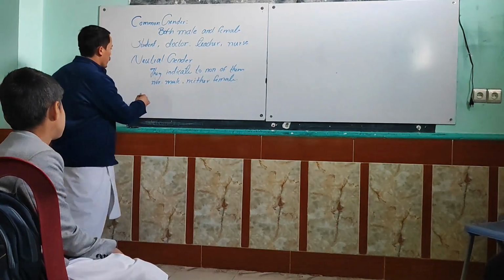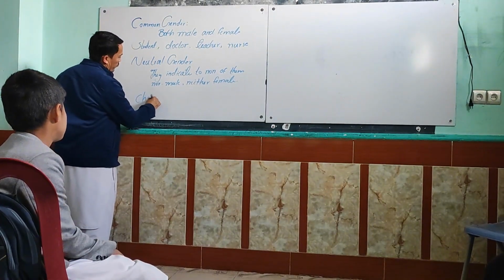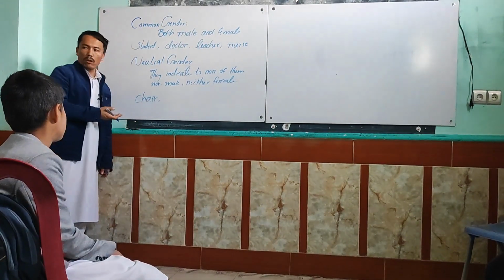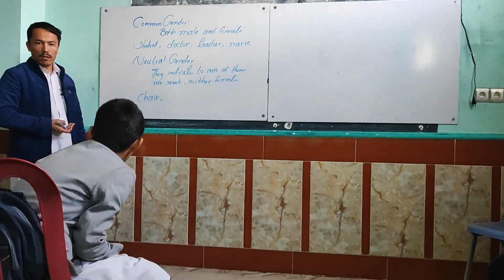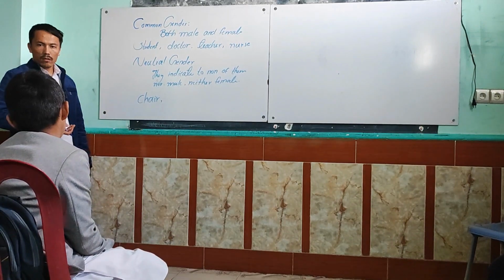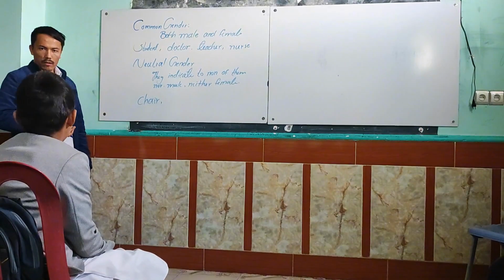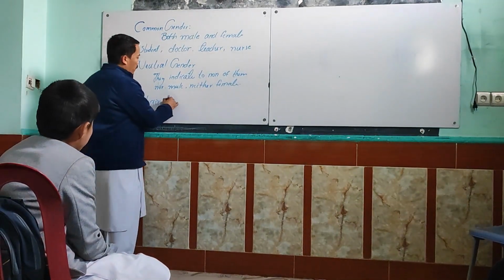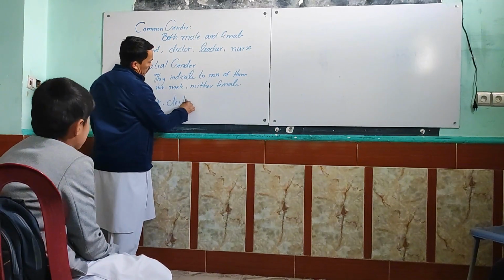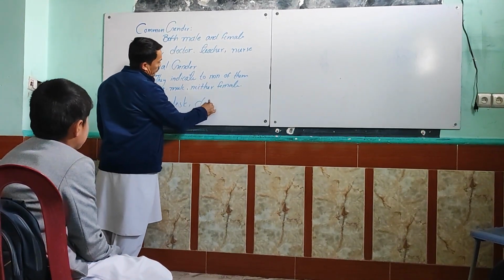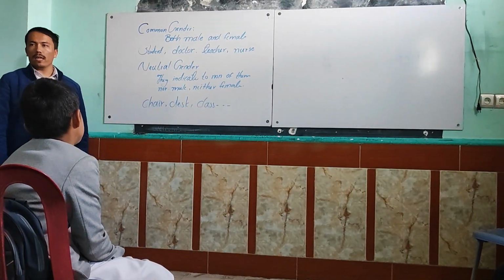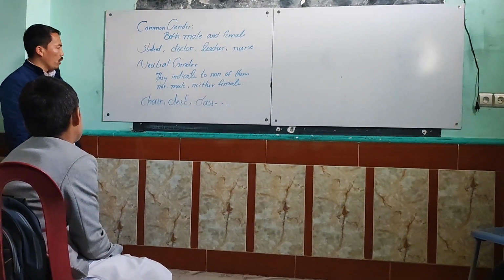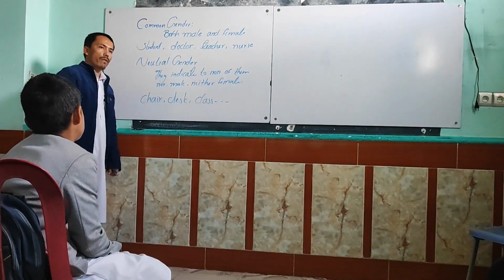How? Like a chair. For example, we've got what? Chair. Is it male or female? No. Mr. Sanif, male or female? Chair. Female? No? Okay, so, or we have, for example, desk. Or we have class. Understood? So they indicate none of them, meaning they can be neither male nor female.